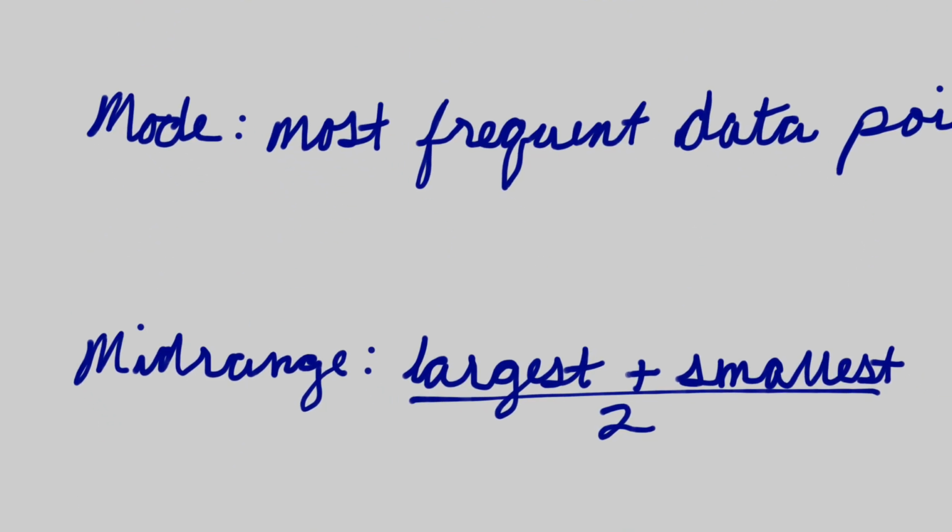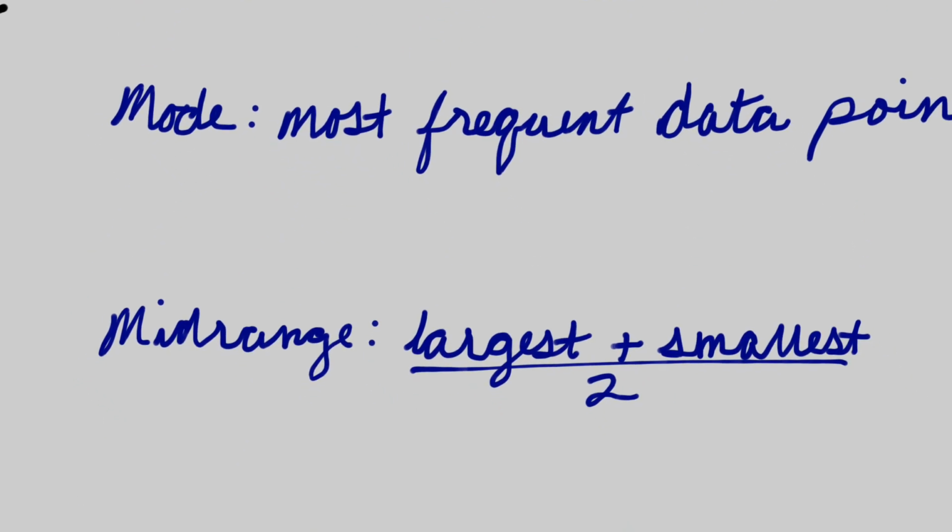The mode is the most frequent data point. So if there's any data points that repeat, that would be considered the mode. There's such a thing as unimodal, which means there's only one mode, one data point that repeats several times. There's bimodal, which means there's two separate data points that have the same repetitions. And there's also an idea of no mode, which means none of the data points repeat.